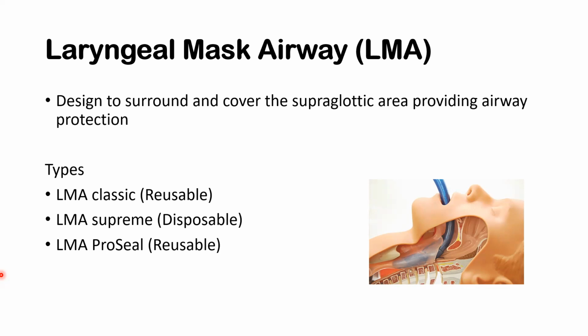So next one is the laryngeal mask airway, which is a type of supraglottic airway that we design to surround and cover the supraglottic area, providing airway protection. For patients who are not intubated, you can place it blind, so you need the correct sizing.